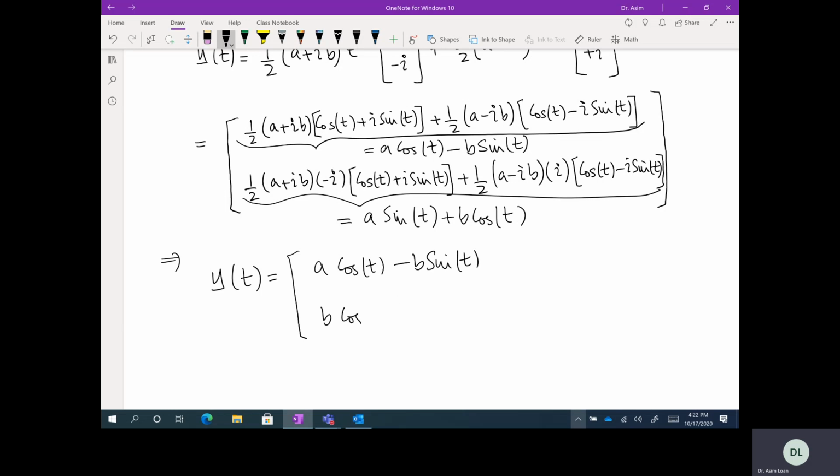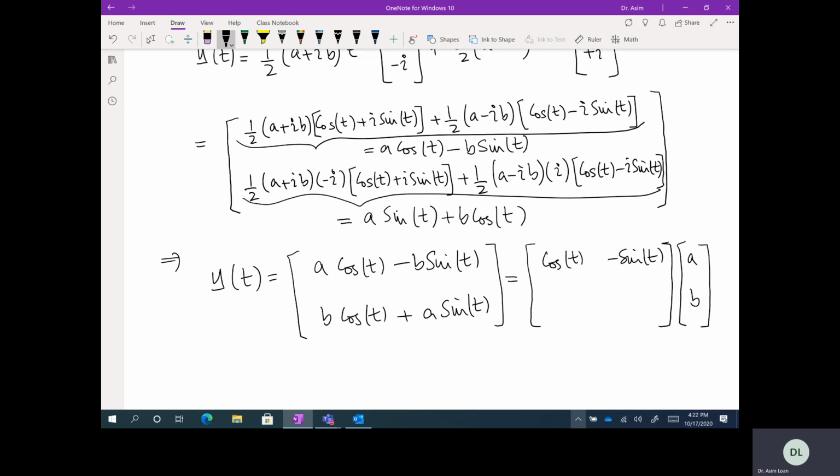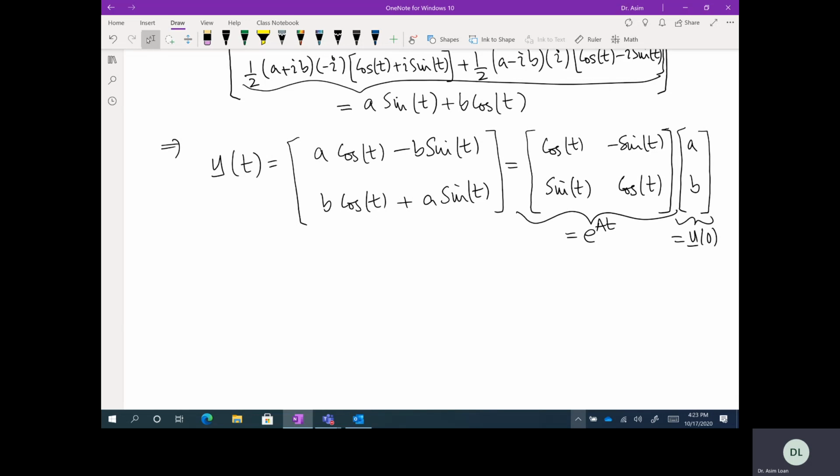and this is B cosine of t plus A sine of t, which I can write as the matrix cosine t, minus sine t, sine t, cosine t, times A and B. So this, by the way, is e to the At and this is U0. So this equation is still valid. U of t is e to the At U0.